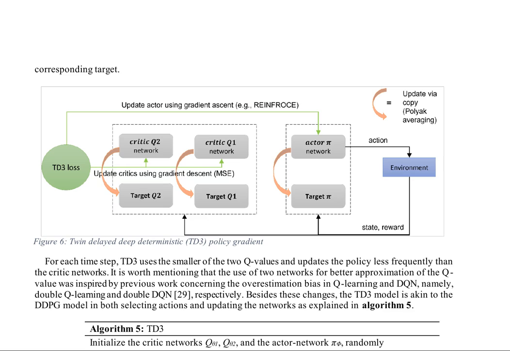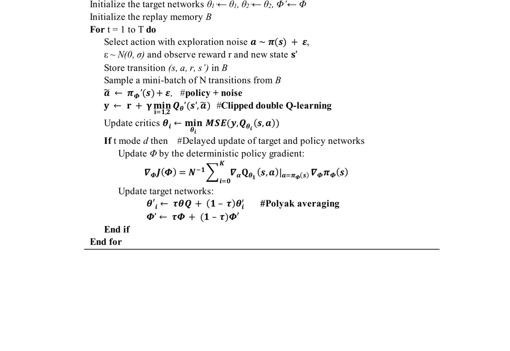The algorithm iteratively selects actions with exploration noise, observes rewards and new states, and stores transitions in a replay memory. A mini-batch of transitions is sampled, and the policy is updated using the deterministic policy gradient. The critics are updated using the clipped double Q-learning target, combining the minimum of the two Q-values. The target networks are updated using Polyak averaging. However, TD3 has limitations, including manual exploration through Gaussian noise and computational heaviness due to the use of 6 networks. Additionally, TD3 is only suitable for continuous space environments.